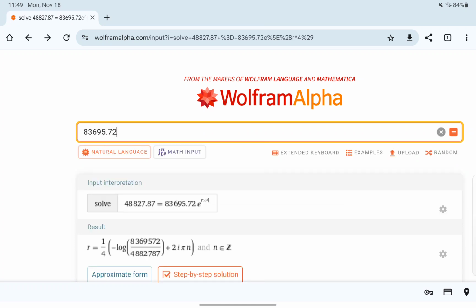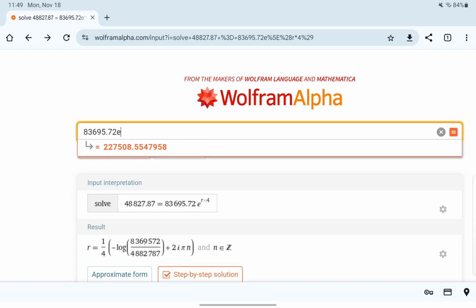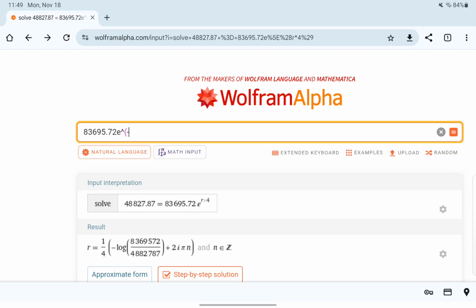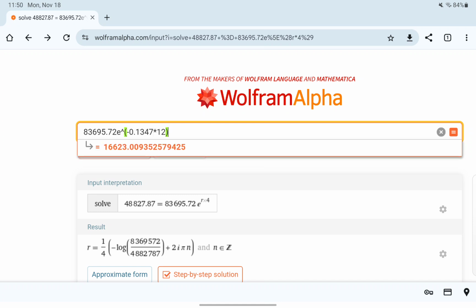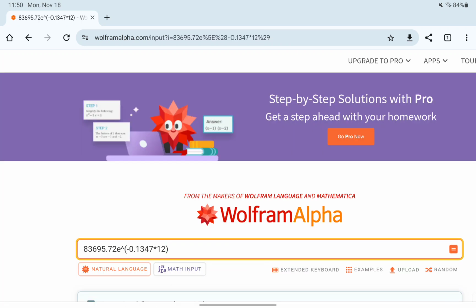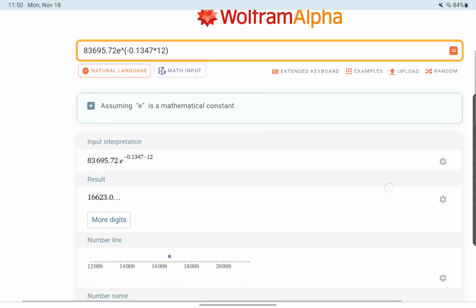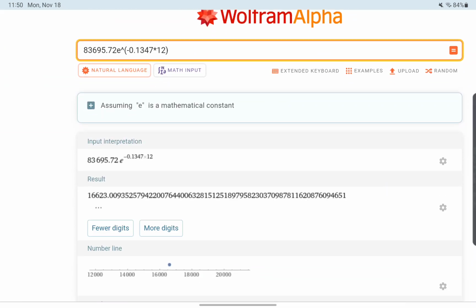So we'll enter that original value of the asset in 2020 and then raise e to the negative 0.1347. That's our negative interest rate, or negative rate of change, times 12. To get $16,623.01.